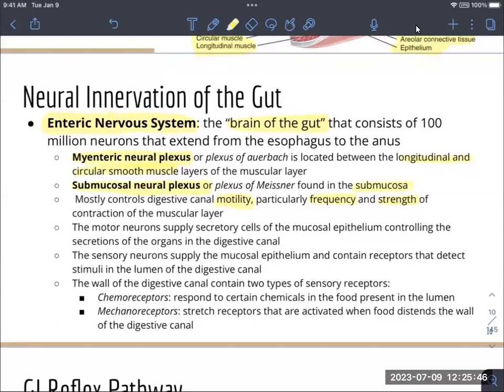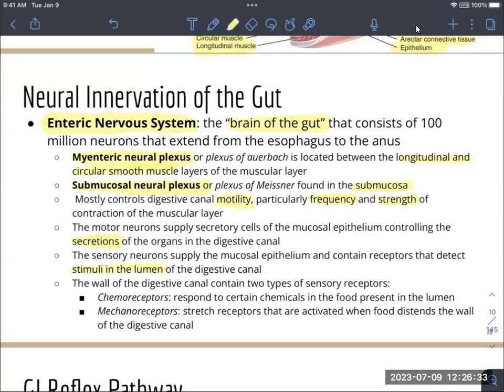So these motor neurons, they're controlling. We even have motor neurons that control secretions. These secretions are going to work with neutralizing different acids, providing mucus to help things travel smoothly through that digestive canal. We even have sensory receptors. These sensory receptors are going to detect when something is in that digestive canal. We need those sensory receptors to let us know, or at least let your brain know where something is.